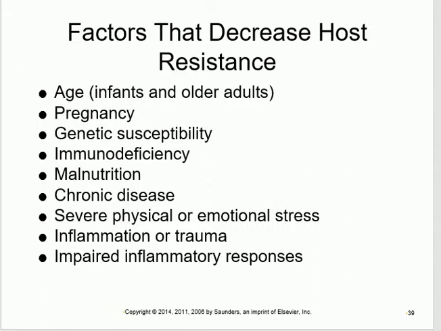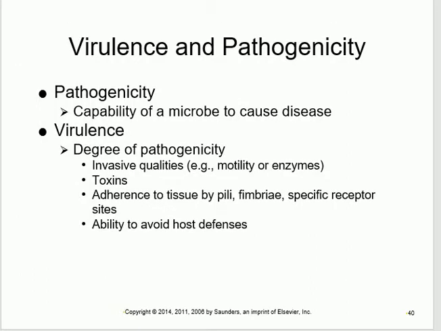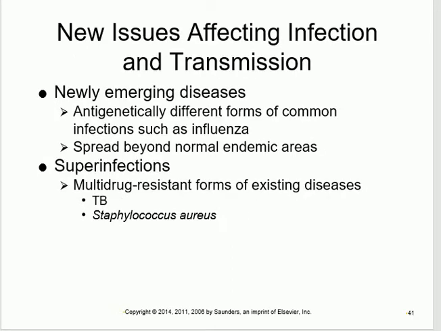These are the factors that affect the resistance to disease. Is your age extreme? That will cause more disease. If you're pregnant, you're more susceptible. Genetic susceptibility: some people have genes that cause the immune system to be deficient. If you're immune deficient, like AIDS or something like that, malnutrition, chronic disease, any one of these will interfere with the resistance. Pathogenicity means the ability to cause disease, and virulence, we talked about virulence.